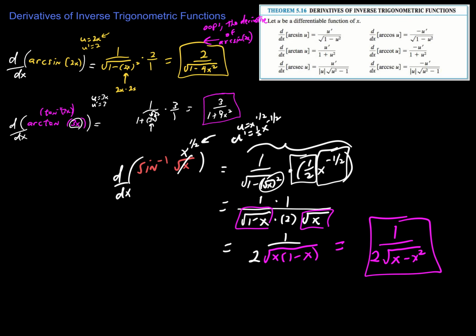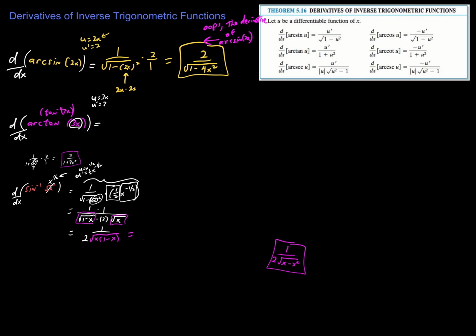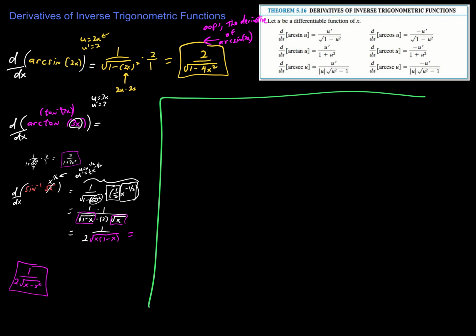How about one more for good measure? All right, let's put this stuff over here. What if we're given the arc secant of e raised to the 2x? All right, it's getting interesting now. We're going to follow the same pattern. We're going to take the derivative of this, and we're going to do it with respect to x.